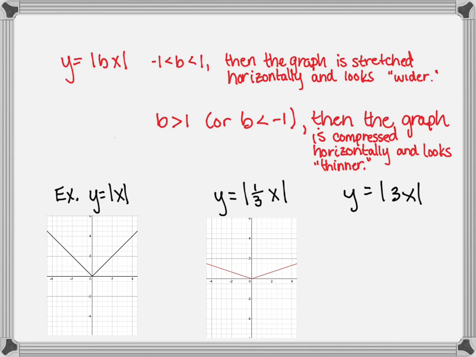And then if we look at the graph of y equals the absolute value of 3 times x, here b is greater than 1, 3 is greater than 1. So imagine compressing the graph, pushing the graph towards the y-axis. It will look thinner, but it's compressed horizontally. And it looks like the blue graph.